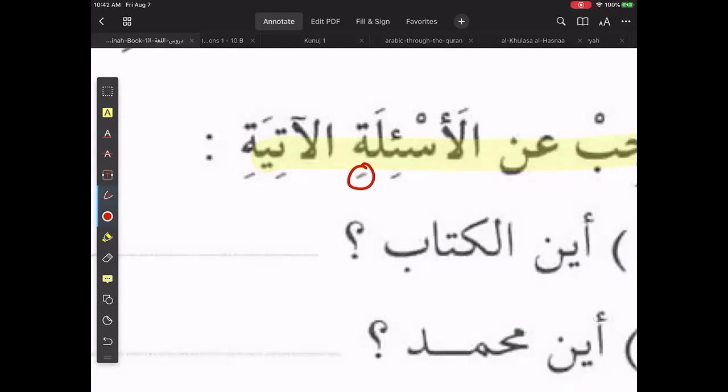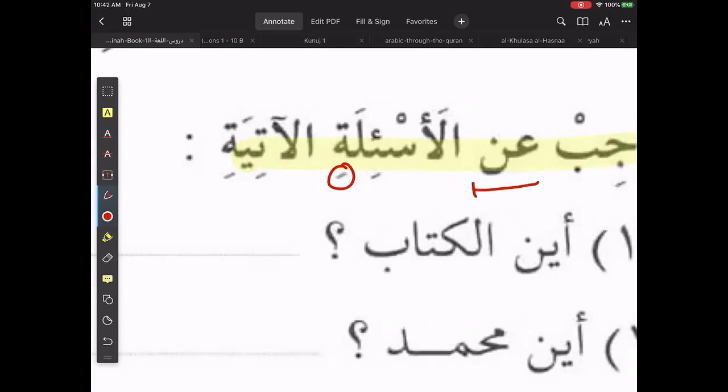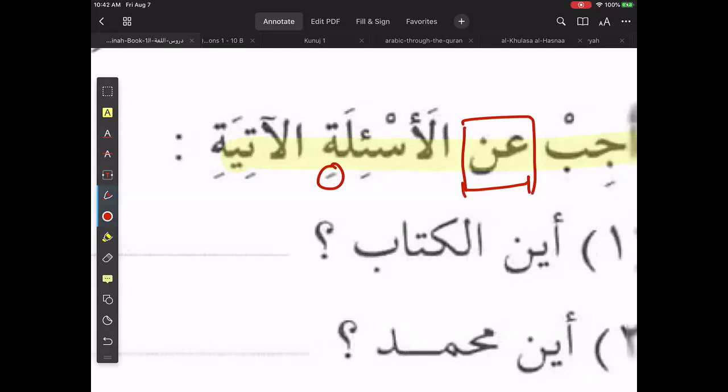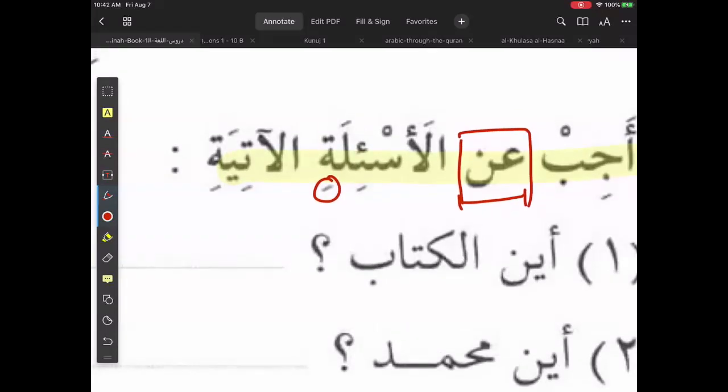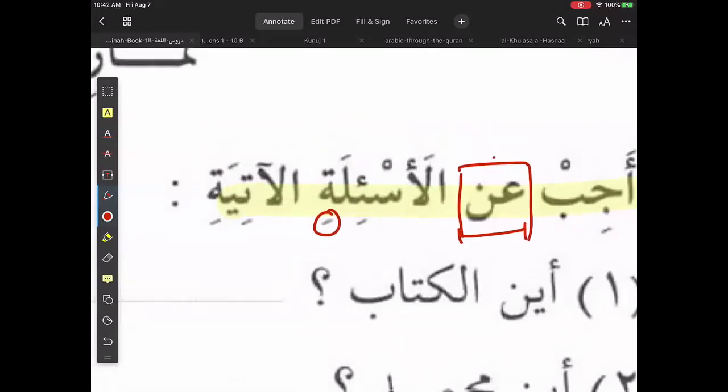I'll answer. Yes. So what is "an"? What do you think "an" is? I never talked about the word "an", but what do you think it is? Not the meaning. I just want to know what you think "an" is. Is what? Preposition, right? Yes. Because "an" is a preposition, it doesn't matter what follows, you will put the kasra.